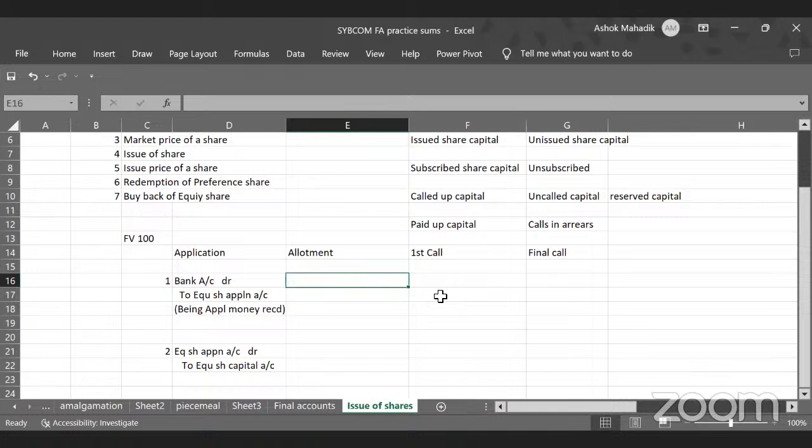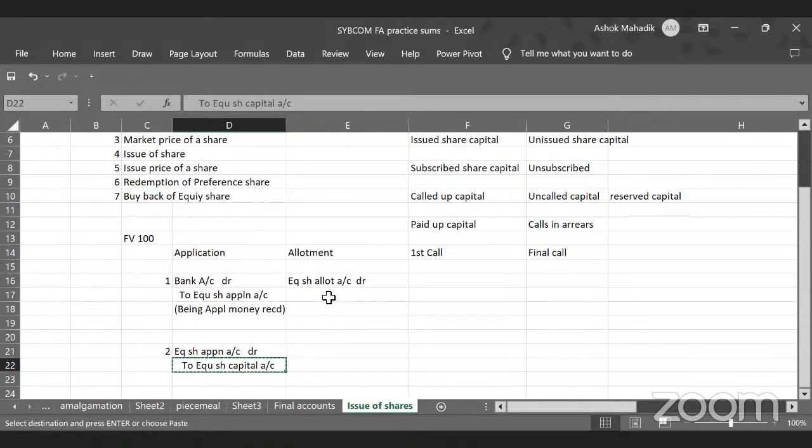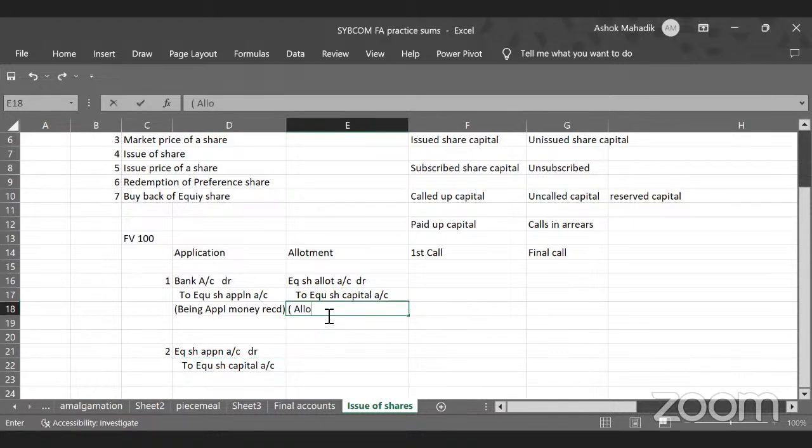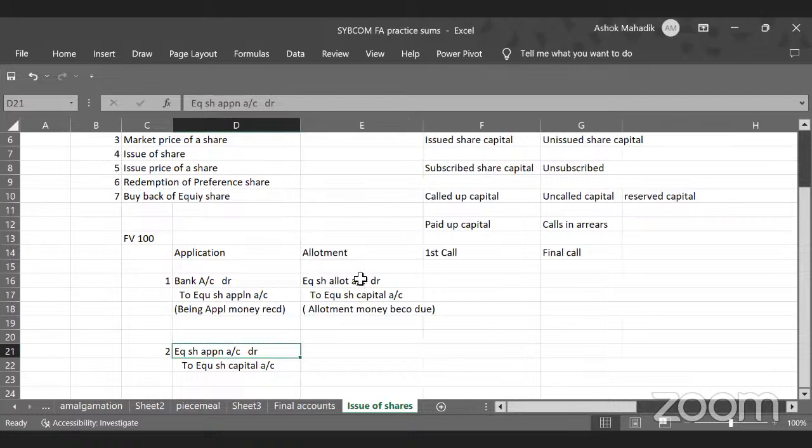Now we are transferring allotment money. Actually, we are making allotment due, also called a transfer entry. So I'll be writing equity share allotment account debit to equity share capital account, allotment money becomes due. Clear? It is similar to the transfer entry, the second entry in application. Very simple entries. Entries won't ever change. These entries will remain as they are.